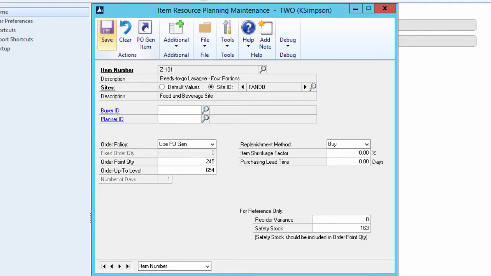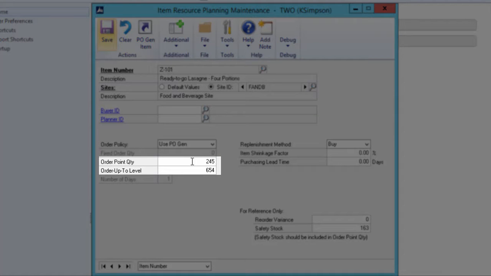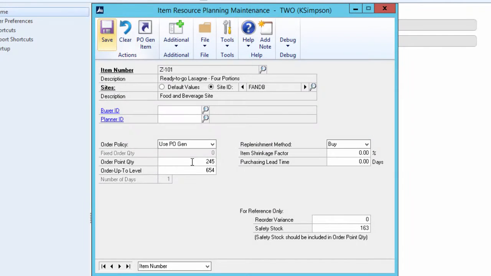If the forward availability of inventory is less than 245, then the PO generator would suggest ordering up to 654, taking into account ordering units and order multiples where appropriate. So on the face of it, we have an automated routine that can tell us what we need. But how have we set 245 and 654 in the first place?